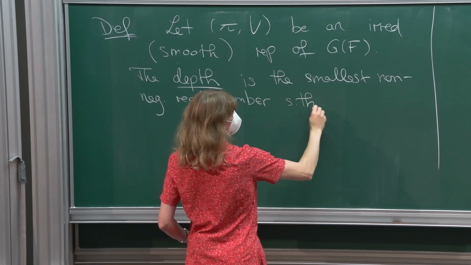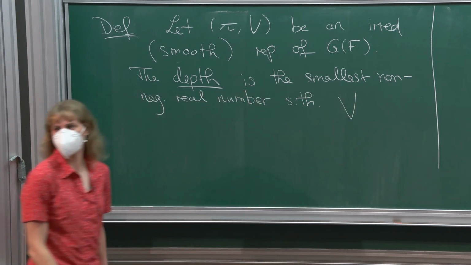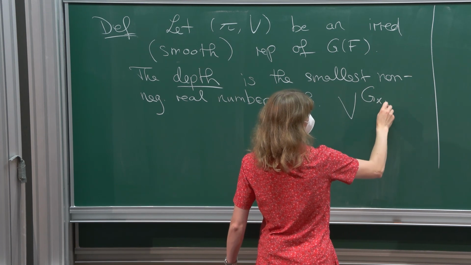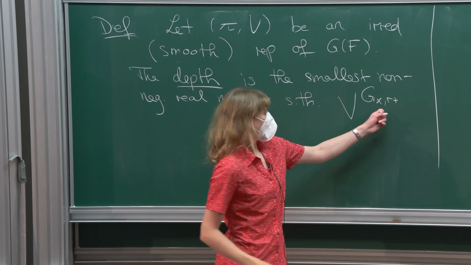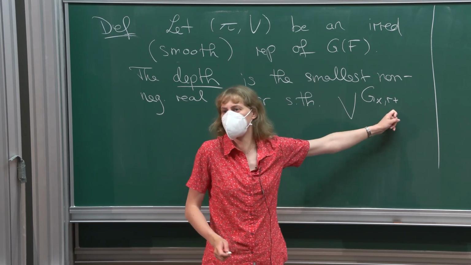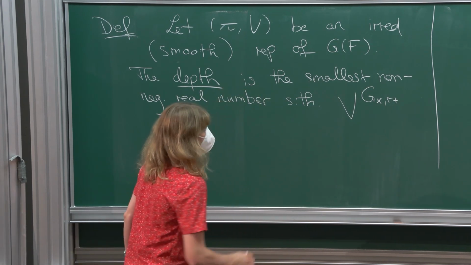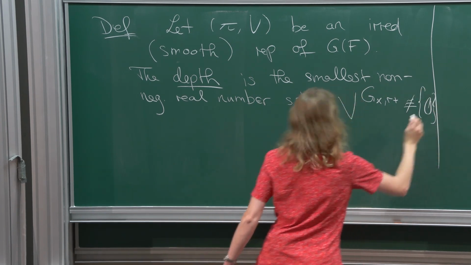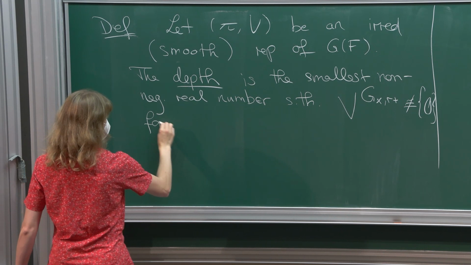such that if we look at the representation space and look at the fixed vectors under the r-plus filtration subgroup, so the filtration subgroup at a point x of depth r plus a very tiny epsilon, then this should be non-zero for some x in the building.